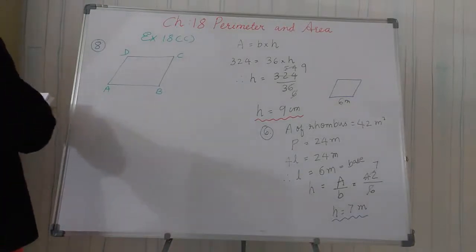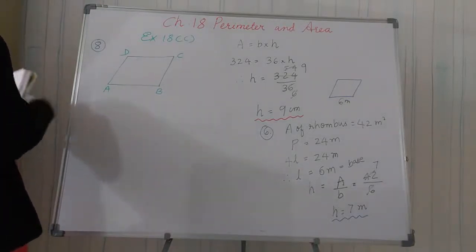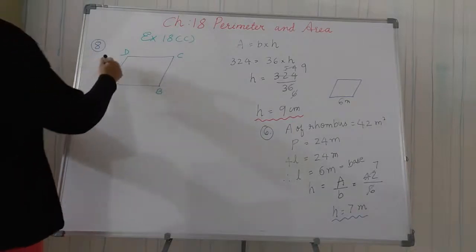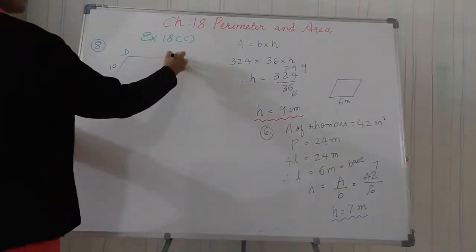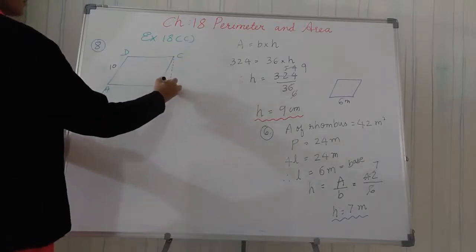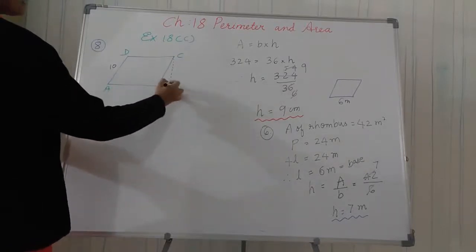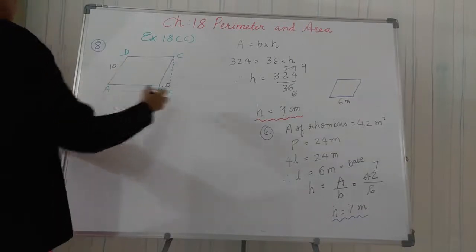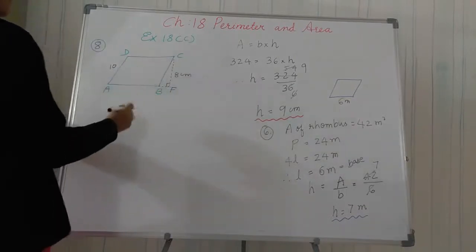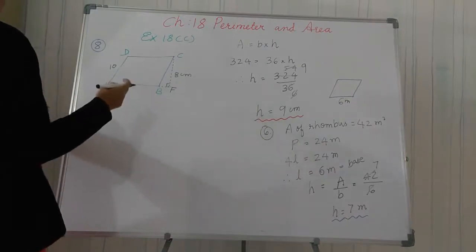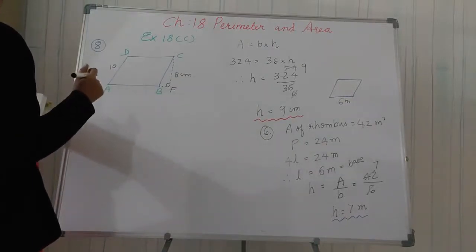AD is given 10 centimeters. So this is AD, 10 centimeters. And CF, let us draw here CF, which is the perpendicular. You can extend this side, student. So here CF is 8 centimeters. BG is 12 centimeters.